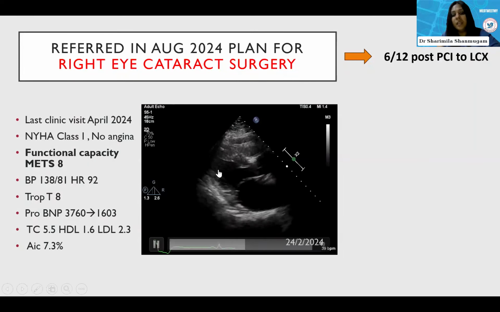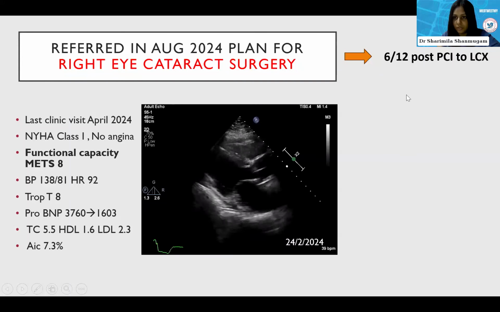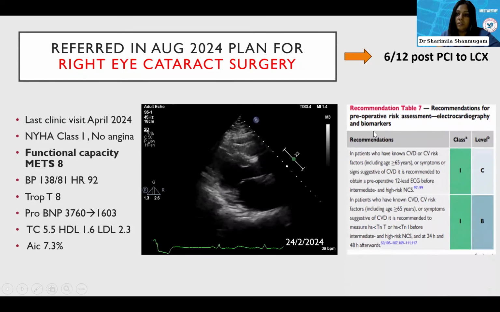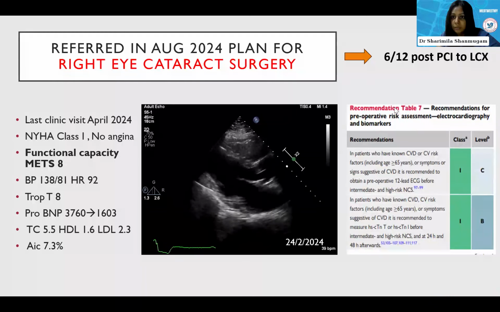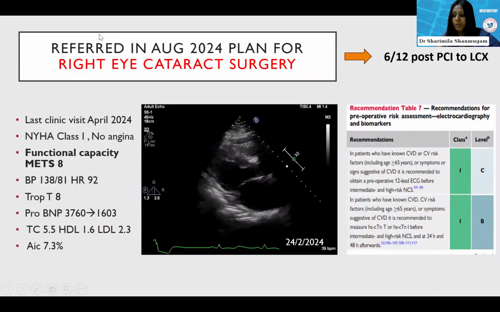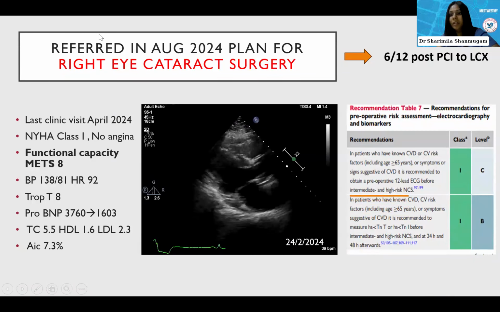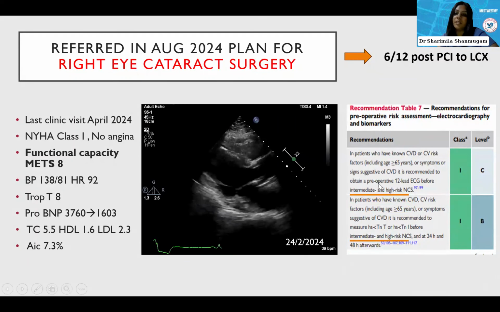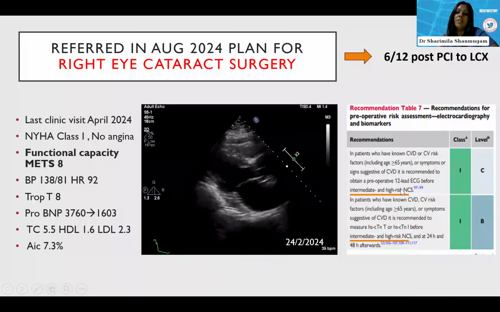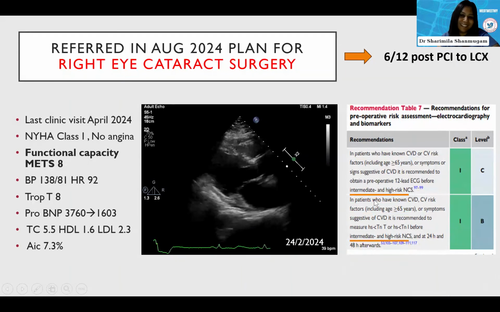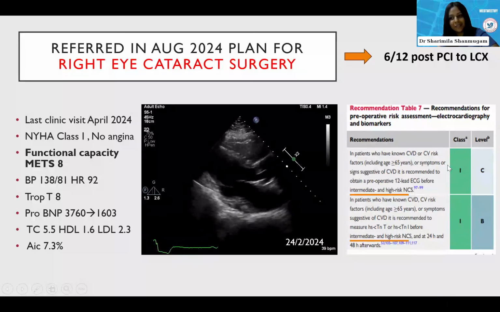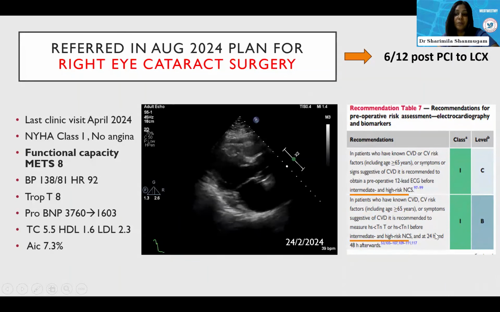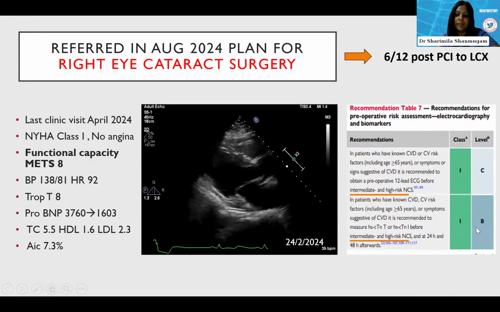You can see the echocardiogram here. The ejection fraction is still very good. So what do the ESC guidelines recommend? For the preoperative risk assessment in terms of ECG and biomarkers, it's mentioned here that above 65 years old, symptoms or signs suggestive of coronary artery disease, an ECG is recommended for intermediate and high risk, class 1C, and for your biomarkers, it's class 1B.